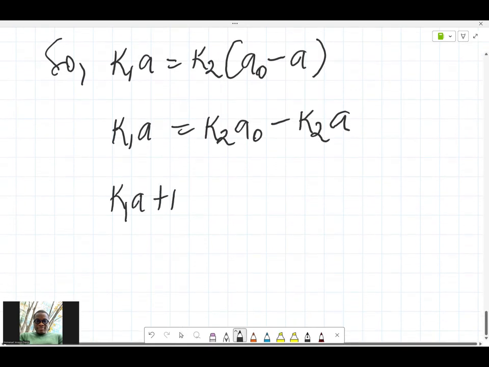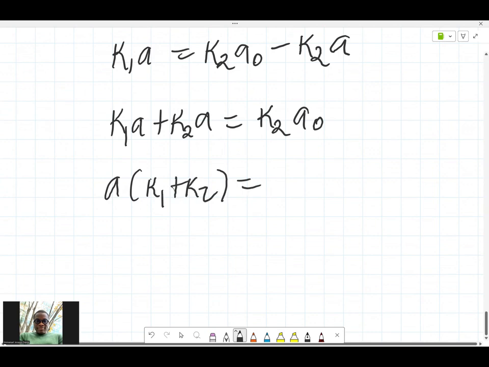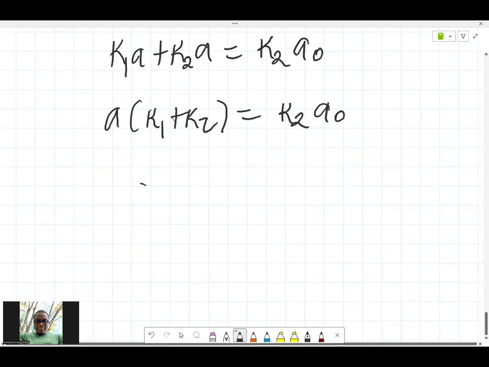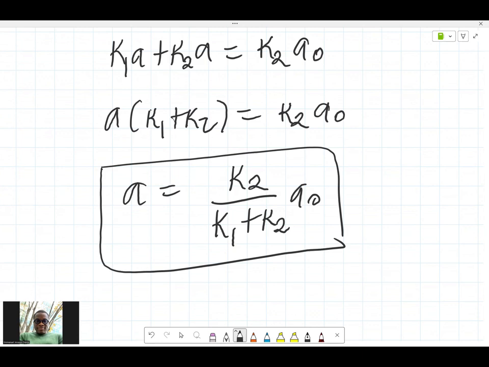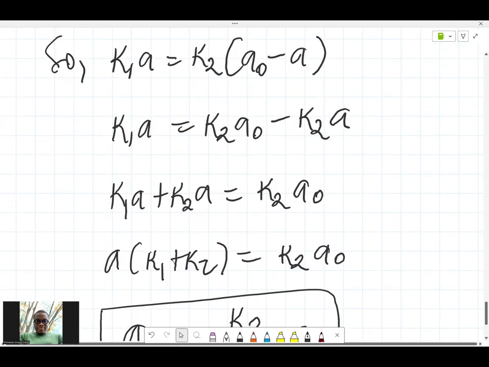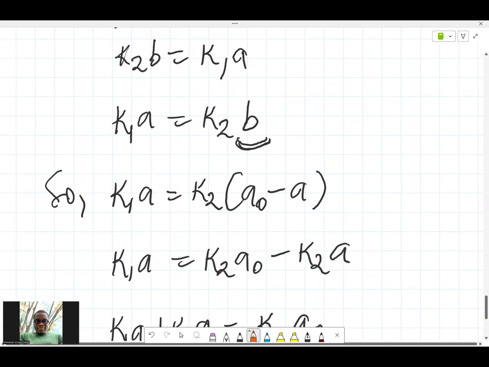So we can collect like terms. K1A plus K2A is equal to K2A0. A is common in K1 plus K2, and that is equal to K2A0. So now A is equal to K2 over K1 plus K2 times A0. This is the current concentration with respect to the initial concentration of A, where the whole reaction started from. So now we need B.